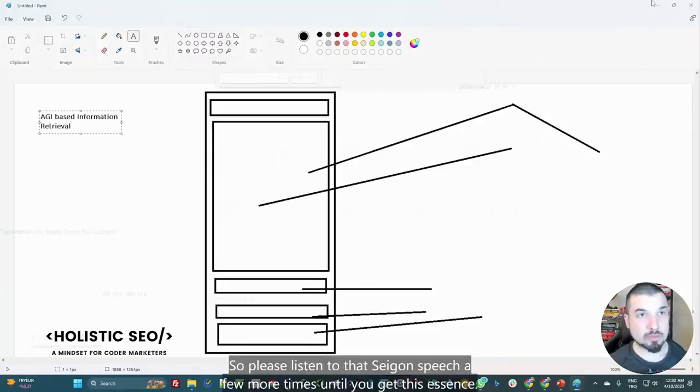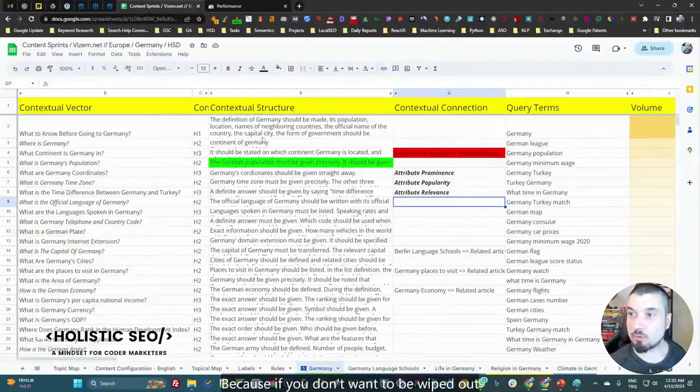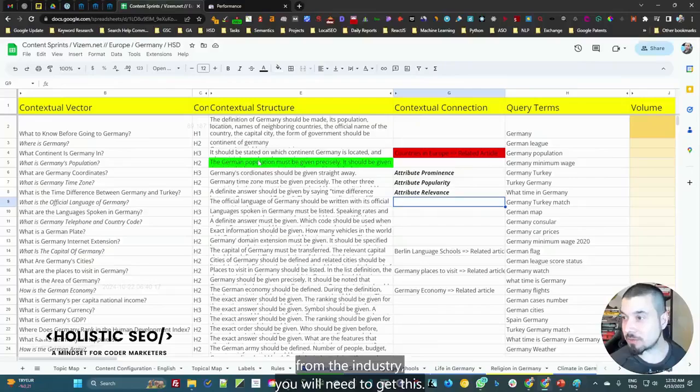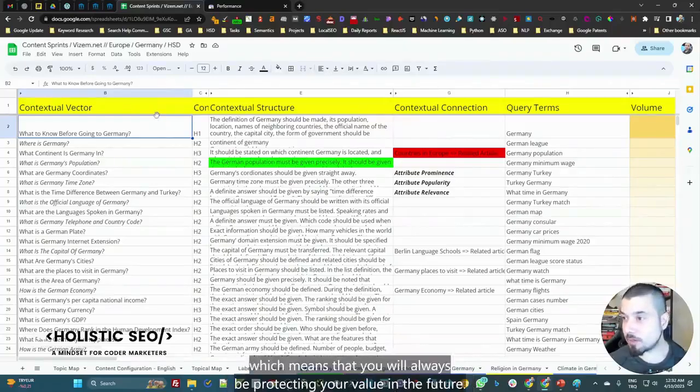So please listen to that Saigon speech a few more times until you get this essence, because if you don't want to be wiped out from the industry, you will need to get this. And if you understand the system in this area in a really good way, it's something that AI can't do, to be honest, which means you will always be protecting your value in the future.